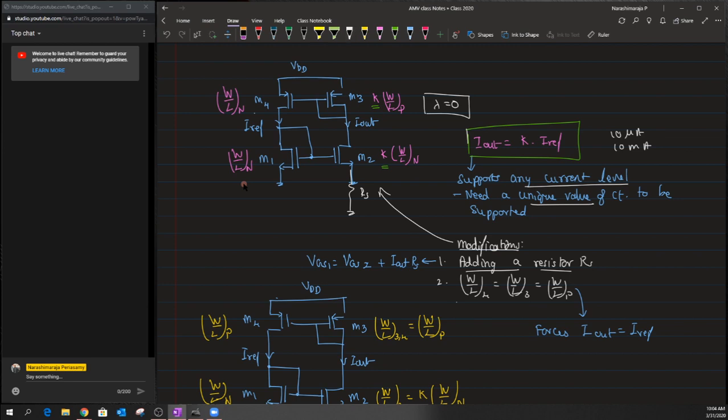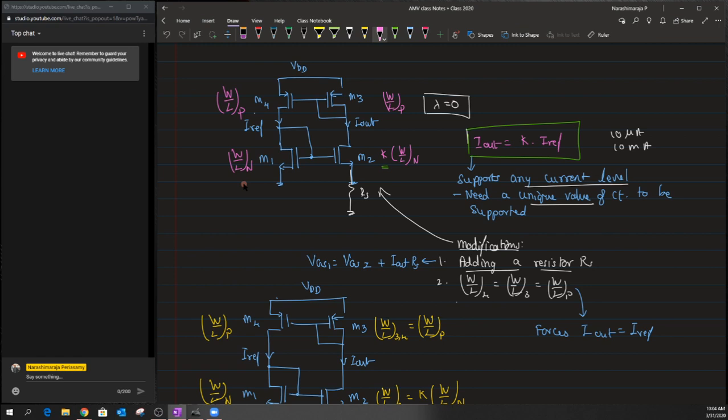So that means I have to give this M3 the same aspect ratio as my... sorry, here I wrote it as... yeah. Sorry for the error I made before. The M4 is basically a PMOS, so it's supposed to be W by L of P, but I wrote it as W by L of N.